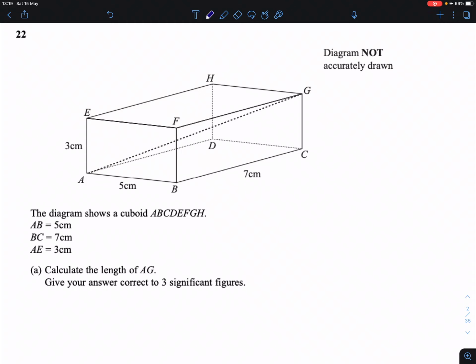Question 22, we have a cuboid ABCDEFGH. The measurements that have been given here are shown in the diagram. Calculate the length of A to G, so that's the dashed line that we have here.